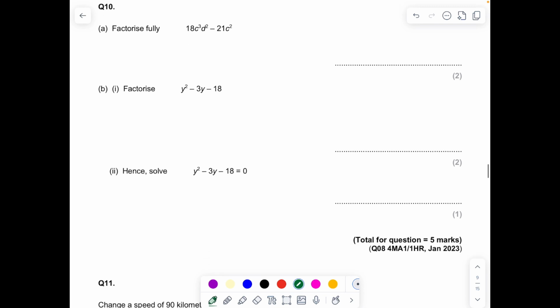Okay, again, another factorisation. So what's the biggest number that goes into 18 and 21? It is 3. And 3 goes into 18 6 times, goes into 21 7 times. We can also take out C squared. So I'm going to take out C squared, so I take off one of the C's there, and that's it. So what's left on this side is 6C, D squared and minus 7 on the other side. And that's it.